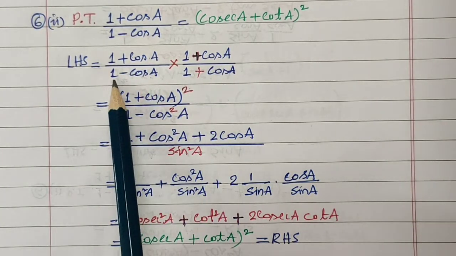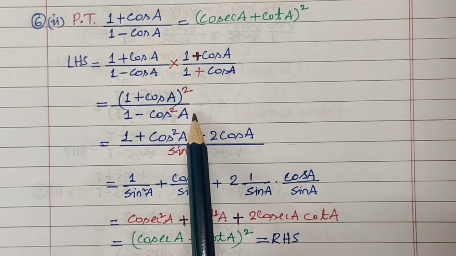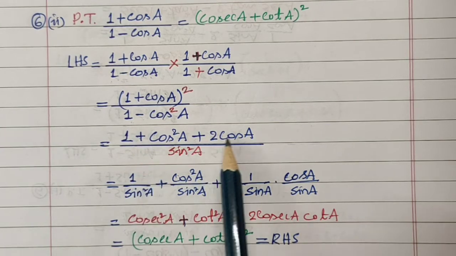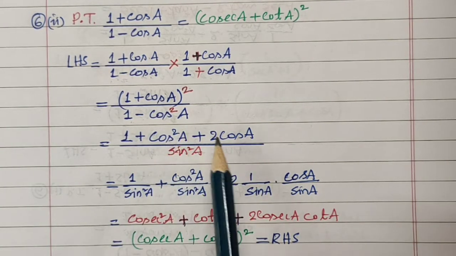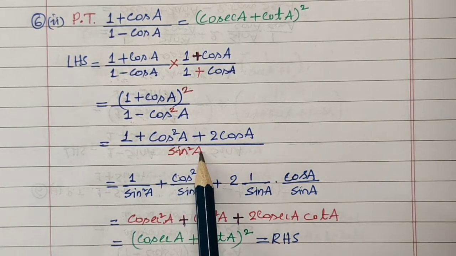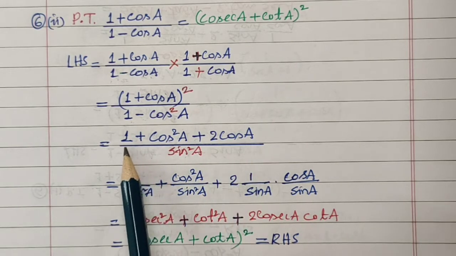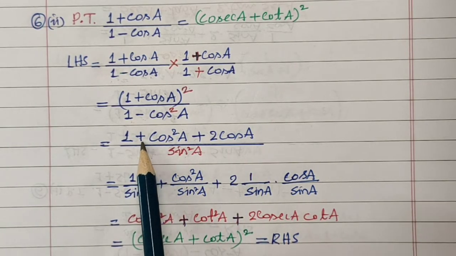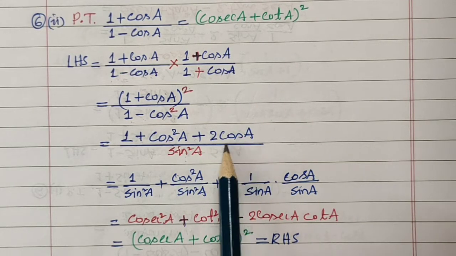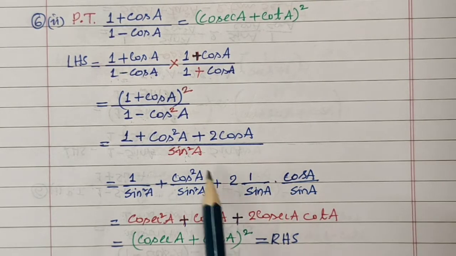This into this, a minus b into a plus b, that is a square minus b square, 1 minus cos square a. Expand this, a plus b whole square, a square plus b square plus 2ab, 1 plus cos square a plus 2 cos a, divided by 1 minus cos square a, which is sin square a. And use this sin square a for all the numerator terms: 1 divided by sin square a plus cos square a divided by sin square a plus 2 times cos a divided by sin square a. So 2 times 1 by sin a, we are splitting the sin square a into two parts.